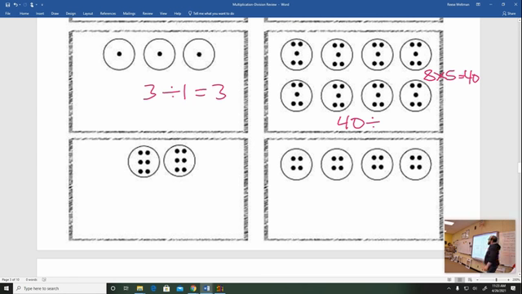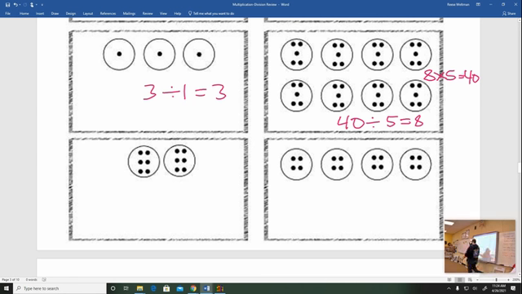8. 5. You could do it either way, right? You could do it either way. Because there are 8 circles, but there's 5 dots in each one of them. But they work the other way as well, doesn't it?